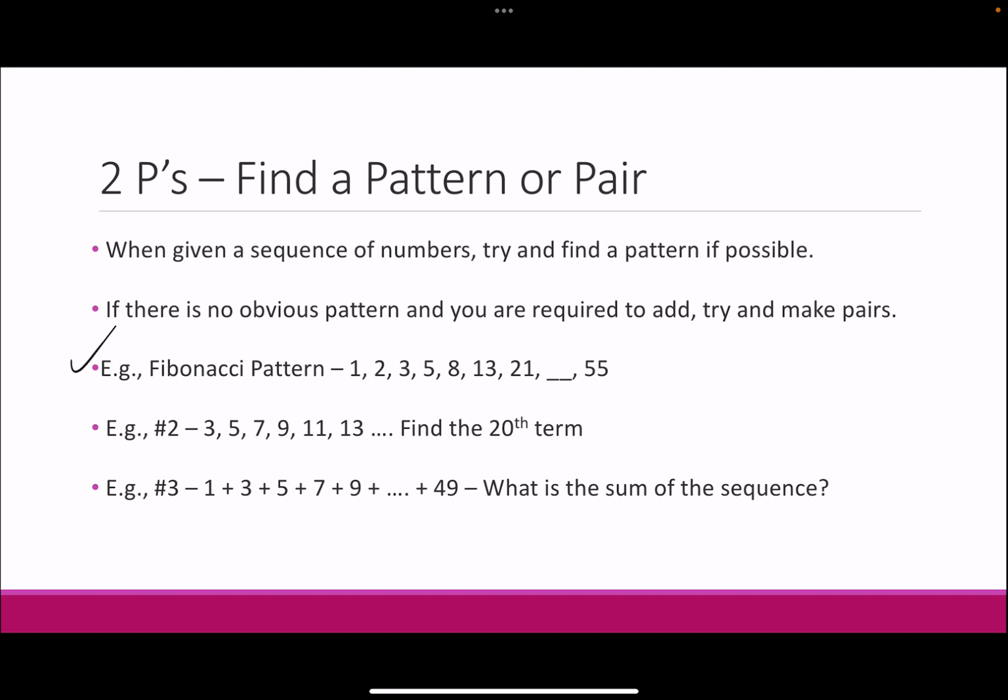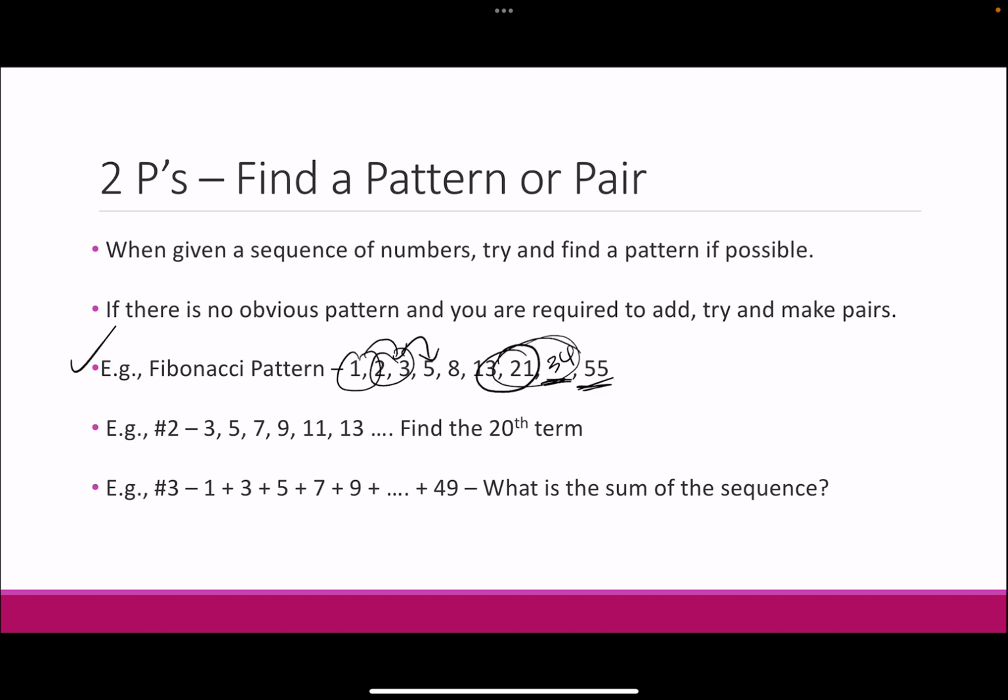A common example of a pattern used is the Fibonacci pattern. A lot of you might have heard of this. You're just adding the previous two numbers to get to the next number. So this blank space is obviously going to be 13 plus 21, which is 34. Does it work? Make sure you check with the next number. 21 plus 34 equals 55.